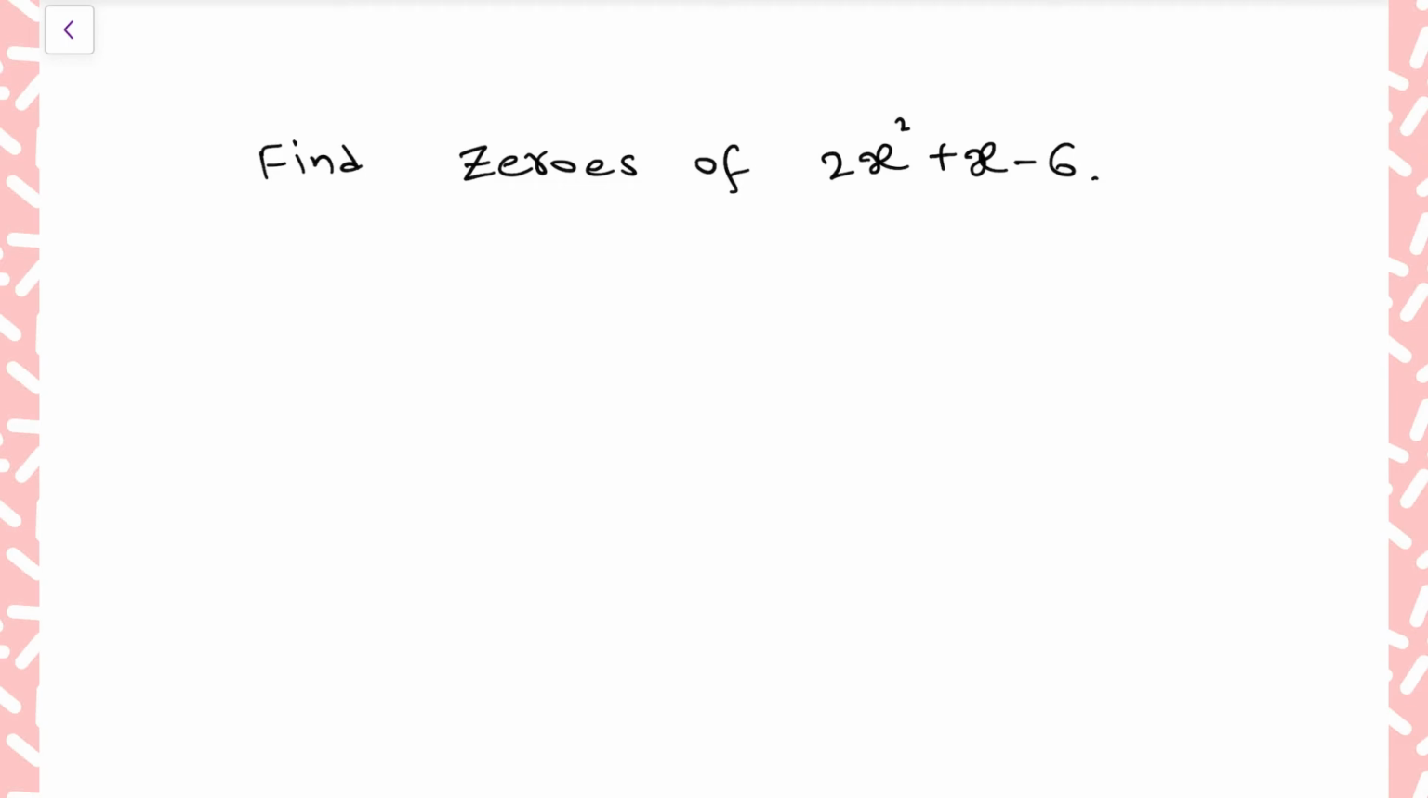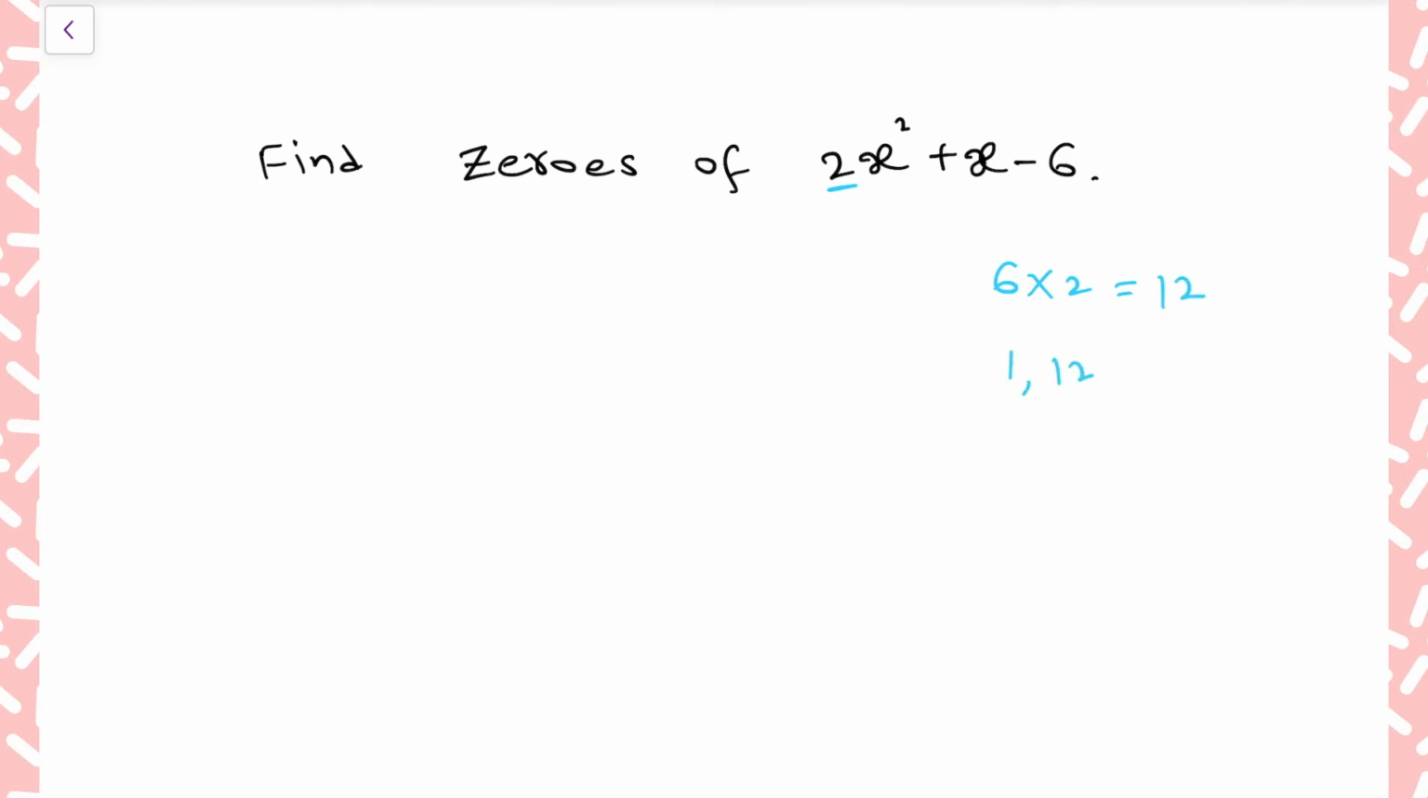Find zeros of 2x square plus x minus 6. I am going to find the zeros of this quadratic polynomial by the method called splitting the middle term into two terms, or else simply factorization. Constant is 6. X square coefficient is 2. So 6 2s are 12. 12 will come in which tables?